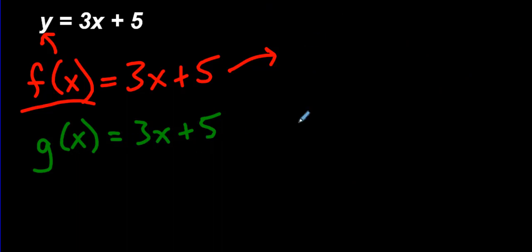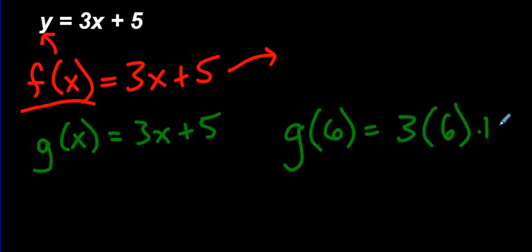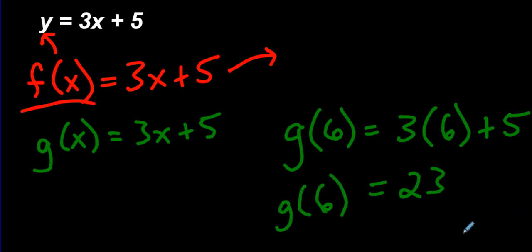Let's try another question here. Let's say g at 6. What would that be? Well, you just put a 6 wherever you see x. So that'd be like saying 3 times 6 plus 5. 3 times 6 is 18, 19, 20, 21, 22, 23. So g at 6 is 23.